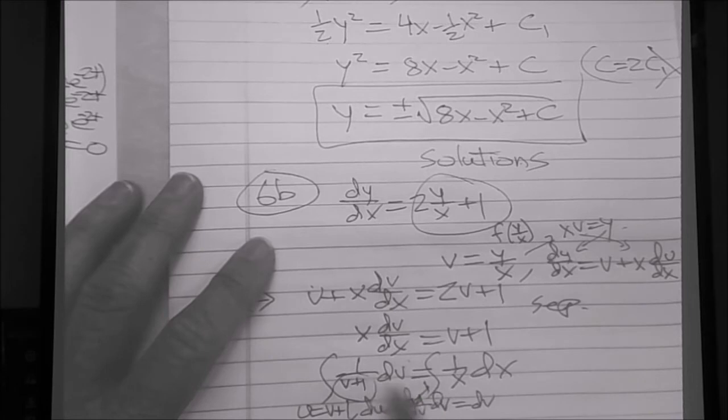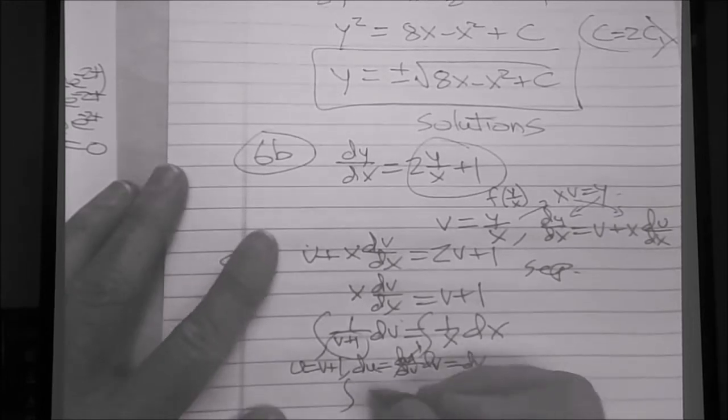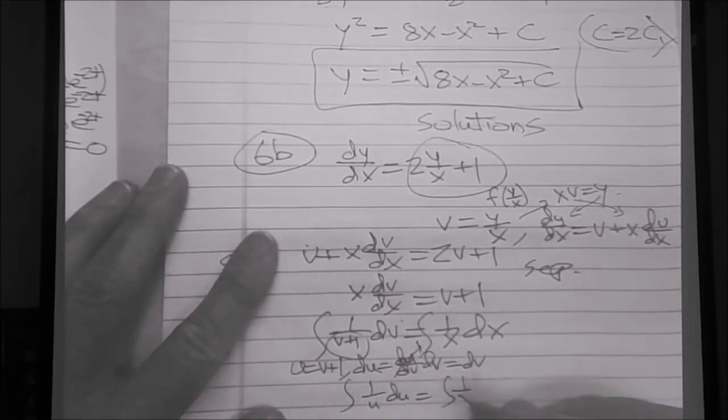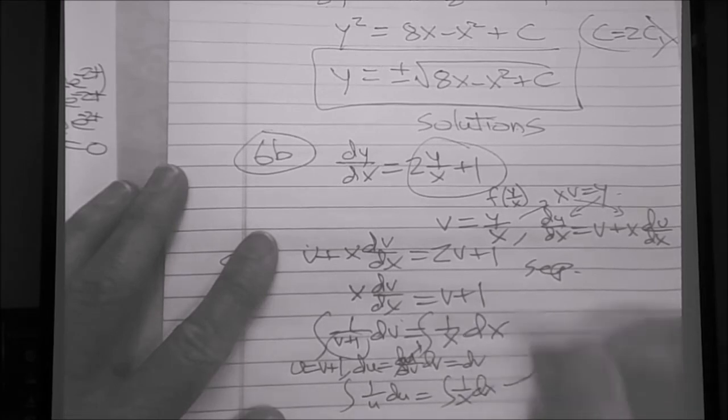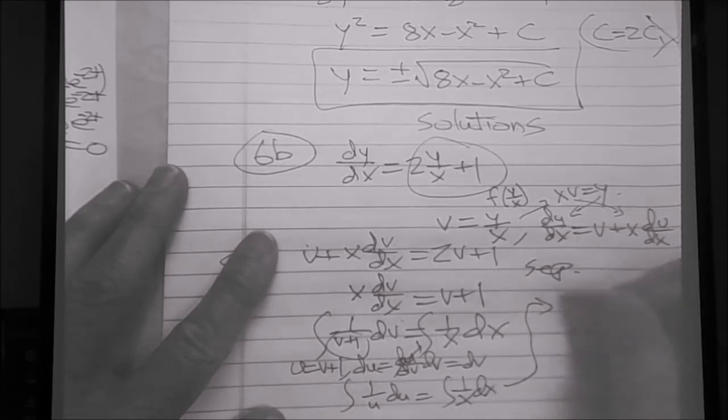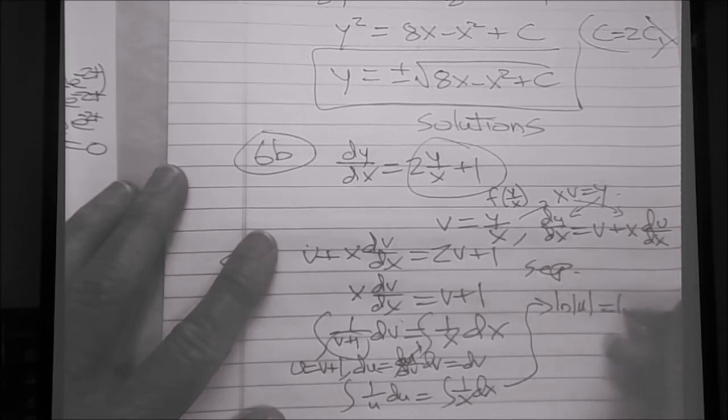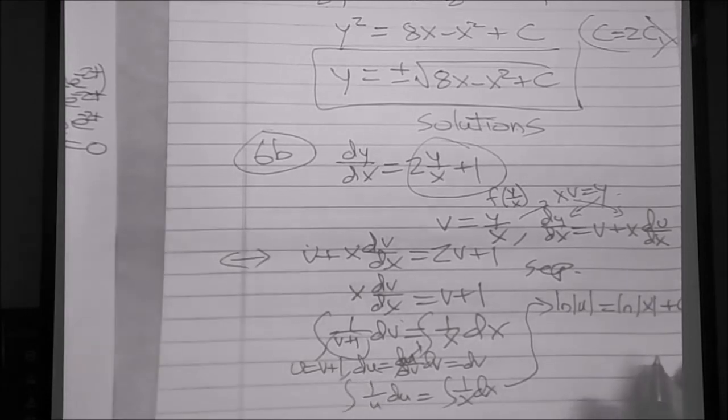So you replace dv with du, and this was 1 over u. You got the integral of 1 over u du equals the integral of 1 over x dx. Well, we remember from calculus that this is ln absolute value of u, and this side is ln absolute value of x. Then there's an arbitrary constant of integration. So there is the solution.